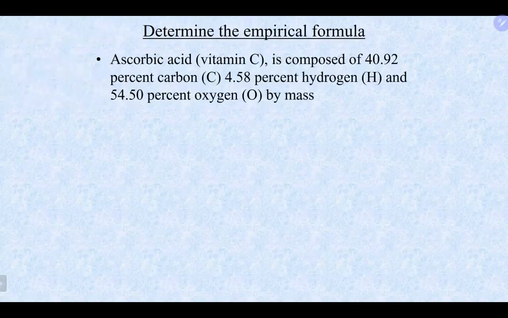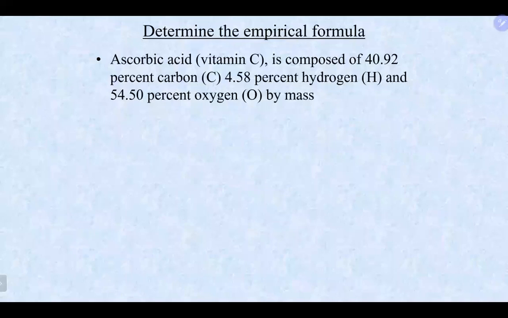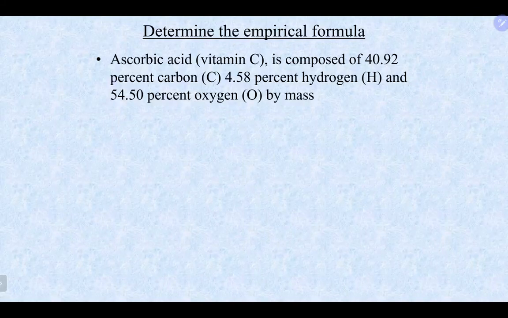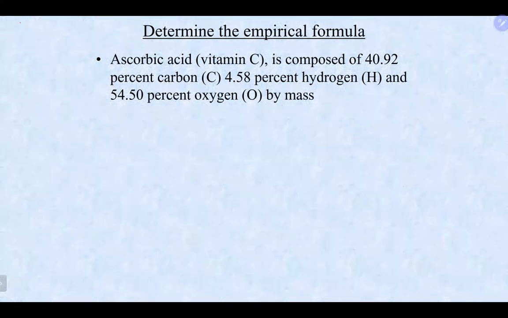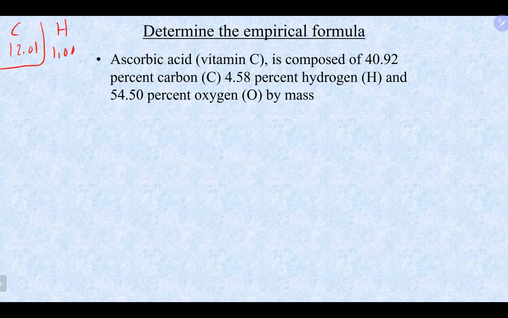So take a few minutes, and we want to calculate the empirical formula for vitamin C, which is 40.92% carbon, 4.5% hydrogen, and 54.5% oxygen. And I'm going to give you some numbers that will be helpful here. Carbon 12.01, hydrogen 1.008, and oxygen 16. All right, take a few minutes, follow those steps we just talked about. Convert to grams, grams to moles, divide by the smallest, and see what you come up with.